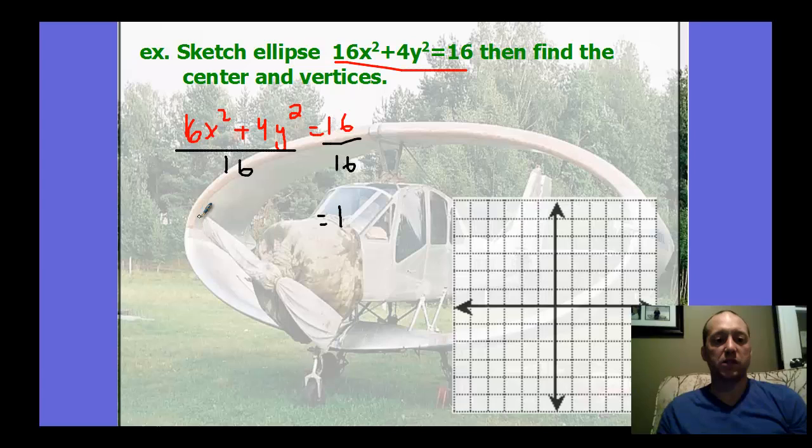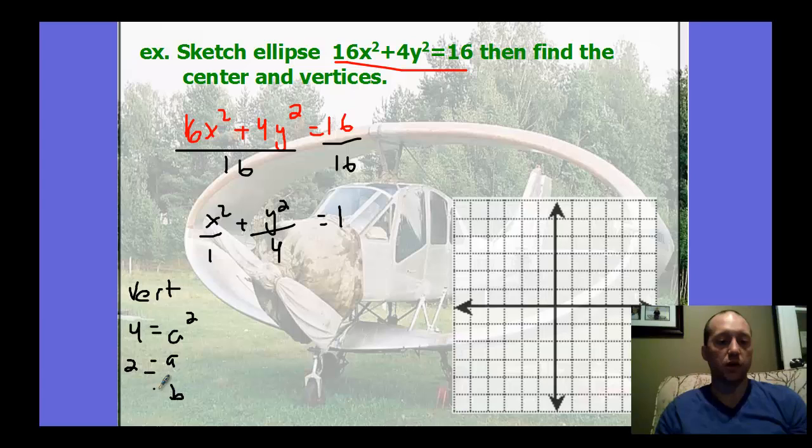So I divide both terms by 16. I get x squared for the first one, plus 4 over 16, so I have y squared over 4. So I can put this into fractions so I can see what my A, B, and C are. For this example, because the bigger number, 4, is below the y, I know it's vertical. So then I know that 4 is equal to A squared, so A is 2. Then our B value comes from the other one, square root of 1 is 1, so B is 1. And so we can also know our HK is 0, 0, our center.